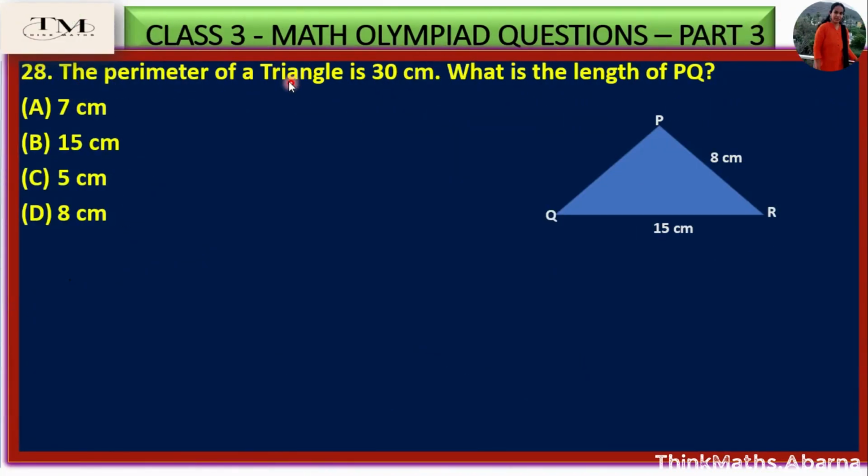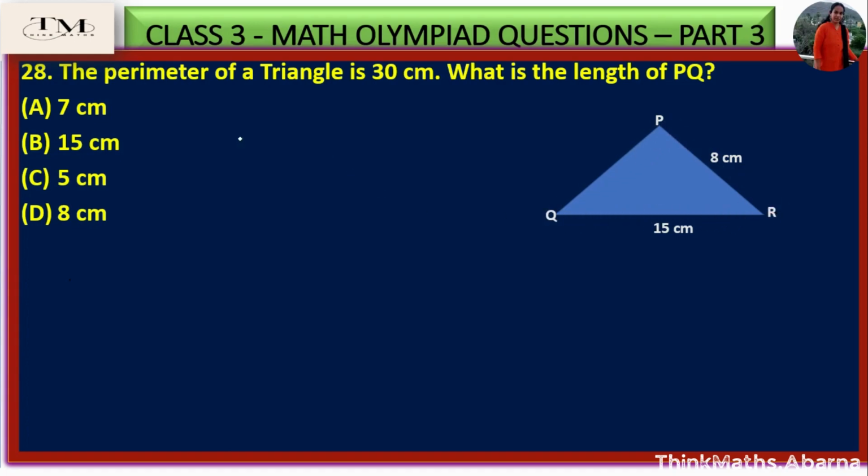The perimeter of a triangle is 30 centimeter. What is the length of PQ? So there is a triangle PQR. Its perimeter is 30. What do you mean by perimeter? Perimeter means we have to add all the 3 sides of the triangle.